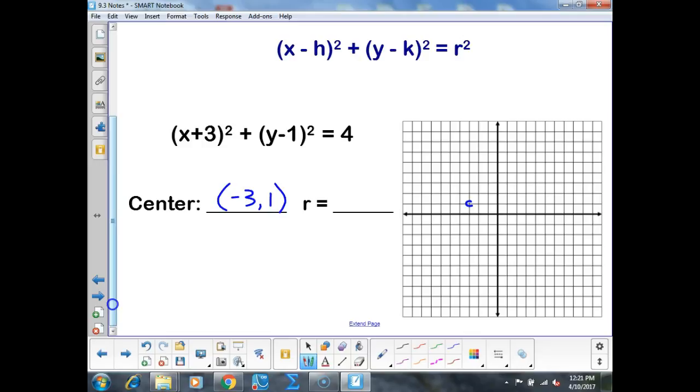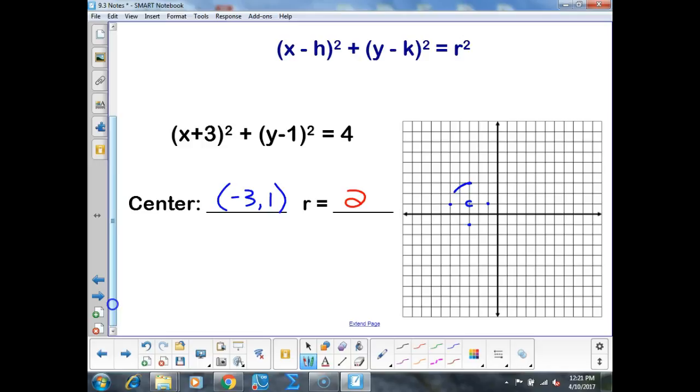What is the radius then? 4? 2. Because the equation gives me r squared, so I have to take the square root of 4 and get 2 for the radius. Now, to graph circles, I'm going to go in every direction 2. I'm for sure going to go up 2, left 2, down 2, and right 2.